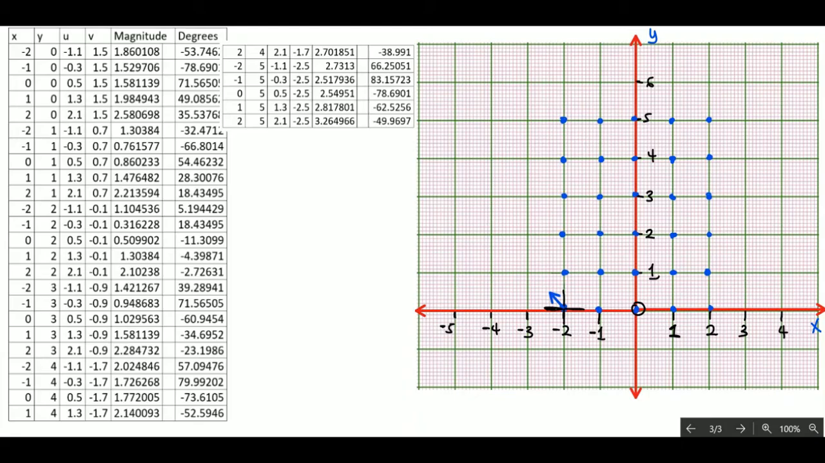For the next plot, you're going to use x to be -1 and y to be 0. Doing this, our u will be -0.3, and the v will be 1.5. Then the magnitude will be 1.529706 meters per second, and the angle is -78.69. There are other values there, but it has been covered. So let's leave it that way.